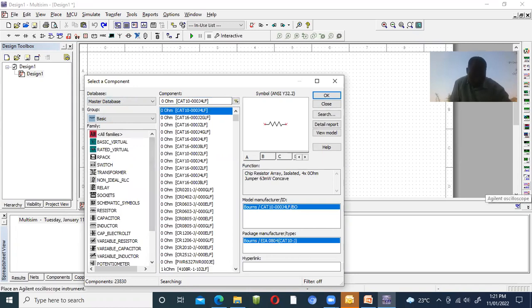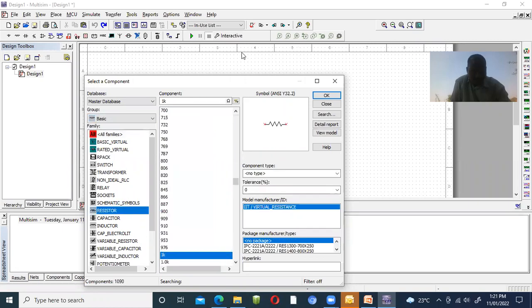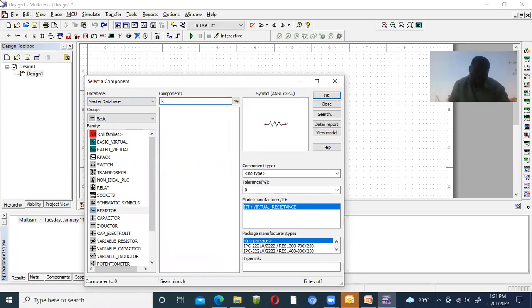We require about three resistances in the diagram. You have to select the three resistances. Basic, in that case, you have to select the resistor. We need the value of 8.2k. First is 8.2k. Select the OK button.